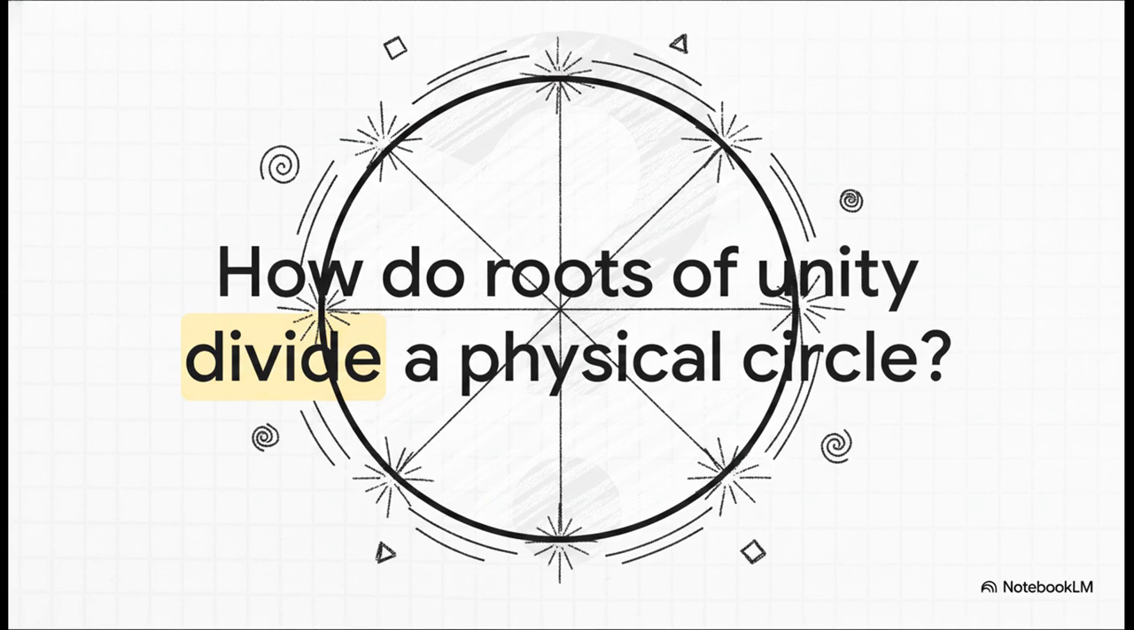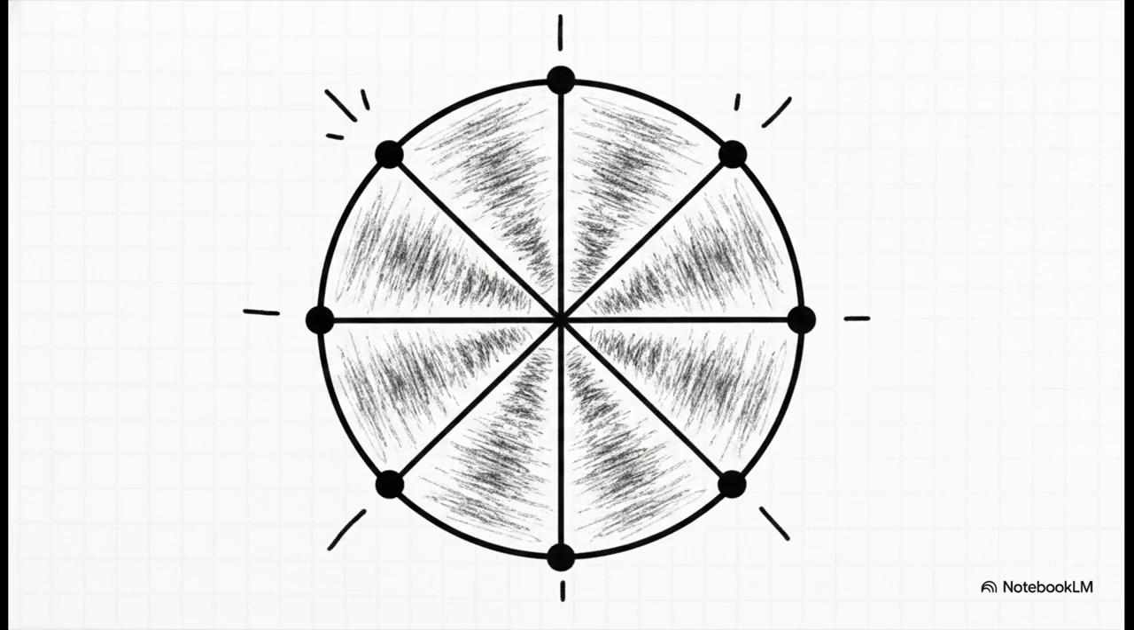So, we really have to ask the big question here. How exactly do these abstract algebraic roots, born from that equation z to the power of n minus 1 equals 0, how do they interact with a tangible geometric circle? Well, the crucial point is this. They aren't just numbers. The nth roots of unity will always perfectly slice a unit circle into exactly n equal geometric parts. Their moduli are always exactly 1, which anchors them firmly to the circle's edge, and they space themselves out with absolute undeniable symmetry.